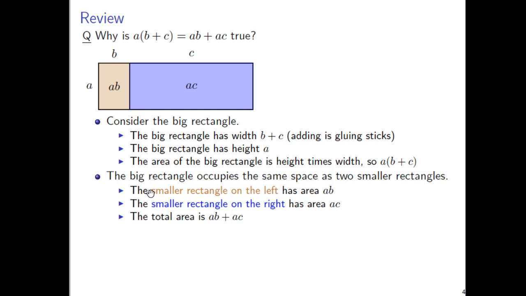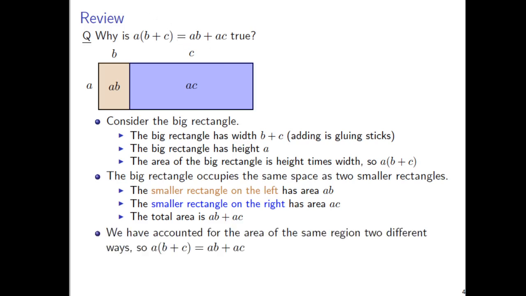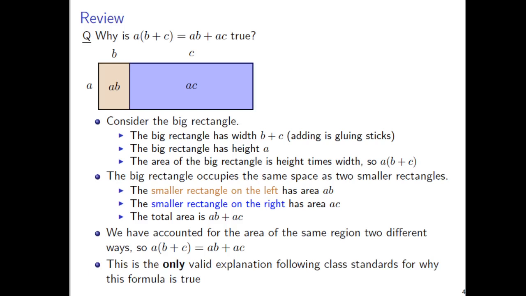Remember, the big rectangle occupies the same space. That same space is key for having this equals right here. So we've accounted for the area of the same region two different ways, and so A times quantity B plus C equals AB plus AC. This is going to be considered the only valid explanation following our class standards for why this formula is true.